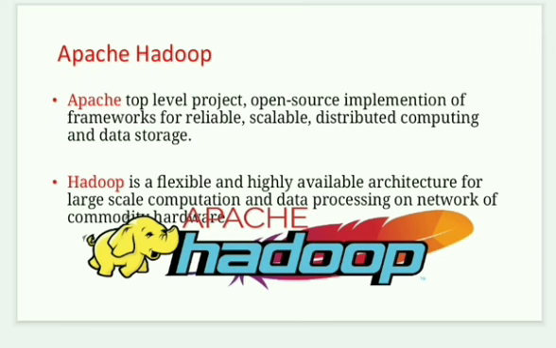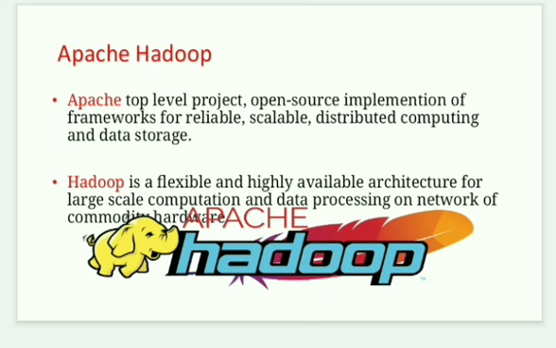Now Apache has introduced Hadoop. Hadoop is nothing but a flexible and highly available architecture for large scale computation and data processing on a network of commodity hardware. What does it mean? Large scale computation and data processing. As I told you earlier, big data is nothing but large and very complex data. So Hadoop is used to compute and process big data on a network of commodity hardware.